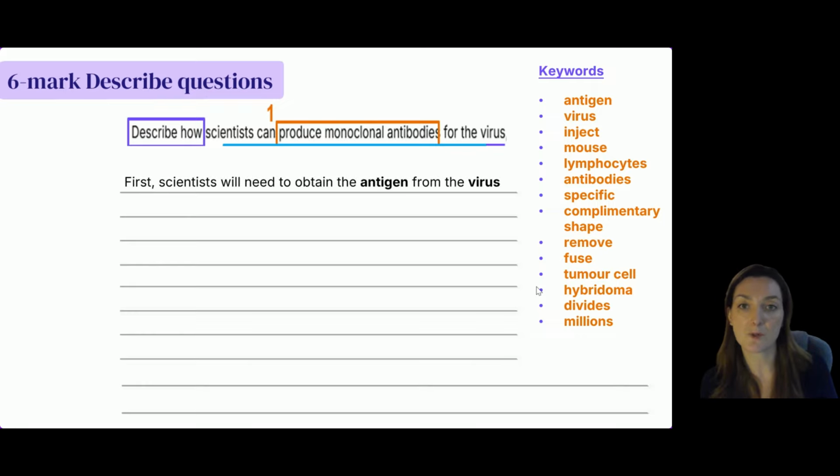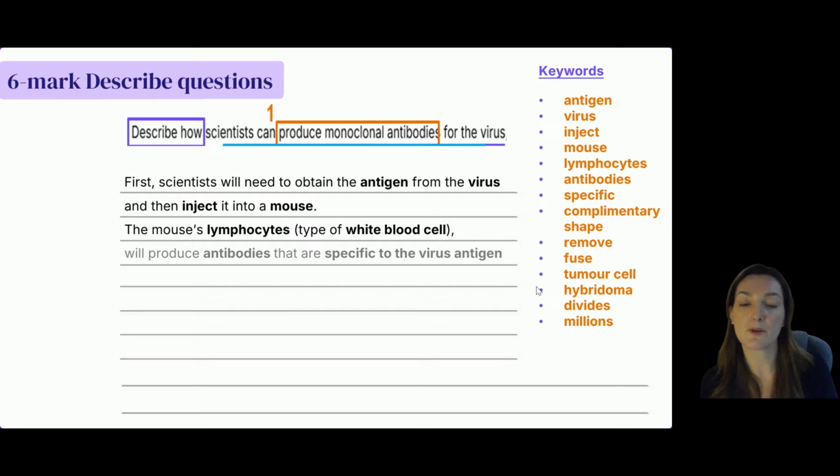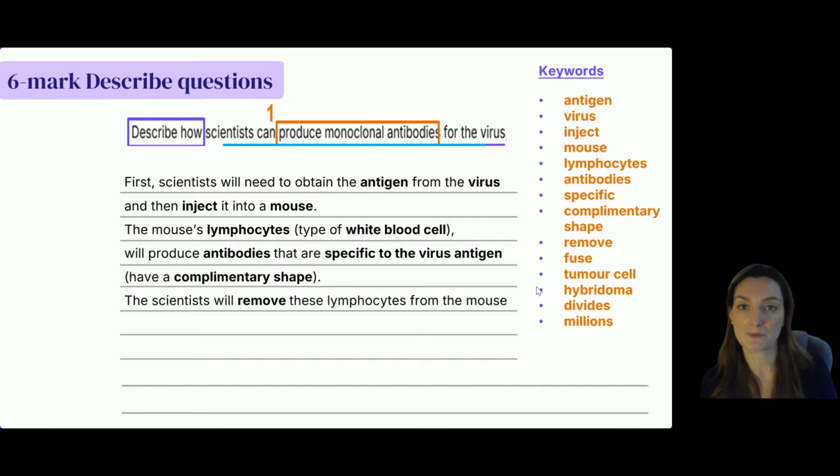First, scientists need to obtain the antigen from the virus. They will inject it into a mouse. The mouse's lymphocytes. Lymphocytes are a type of white blood cell. It's good to give a little bit of extra detail where you can, and using brackets for this is fine. The lymphocytes are going to make antibodies, and these antibodies are going to be specific to the viral antigen. They're specific because they have a complementary shape.